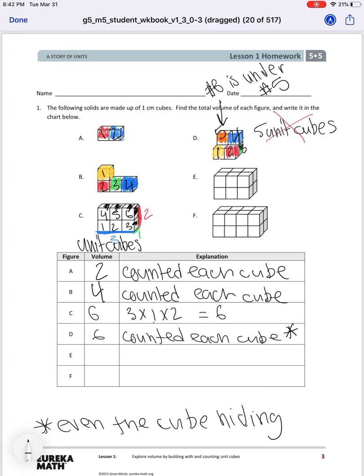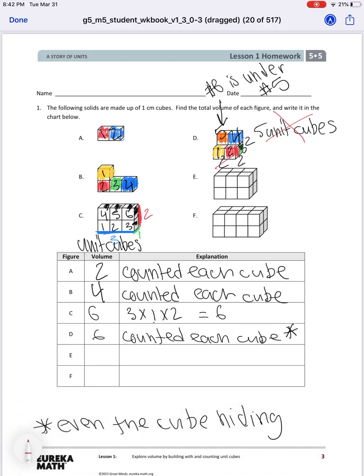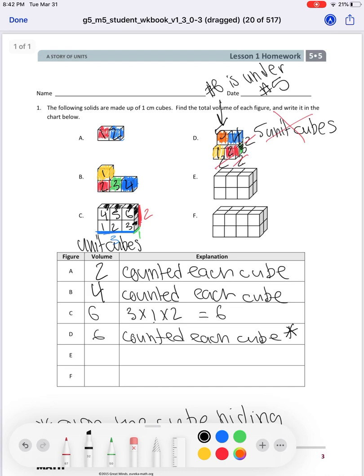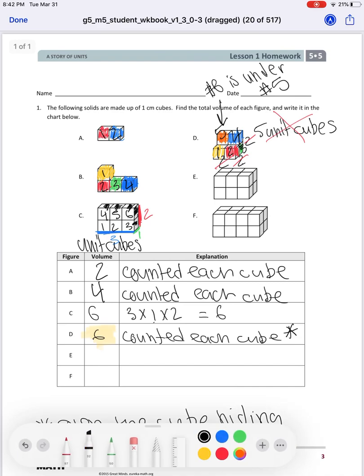A lot of students try to do the formula here and do 2 by 2 by 2, and 2 times 2 is 4, times 2 is 8. That is also not going to work here because this is like an L shape. There are not actual 8 cubes here. We found out that there are 6 cubes here. So very, very important that we see and not make that mistake, okay? There is a hidden cube on letter D.